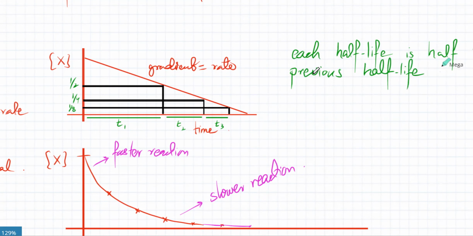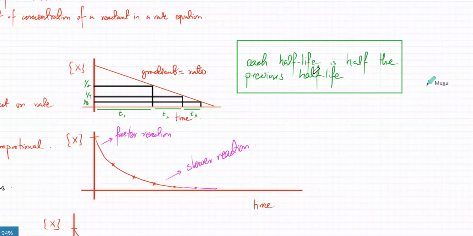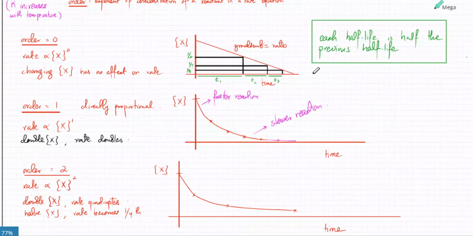So each half-life is half the previous half-life. And this is something that you need to spot. What about order 1? In order 1, if you look at the graph, order 1 and order 2, the shape of the graph is almost the same, but the half-life is not. So in order 1, the half-life is constant.